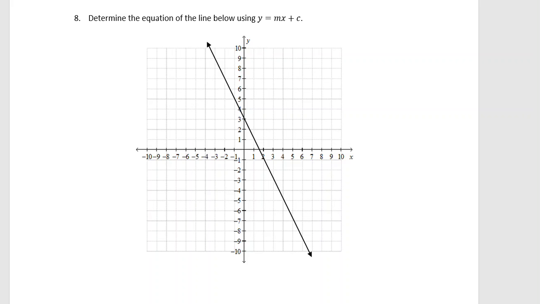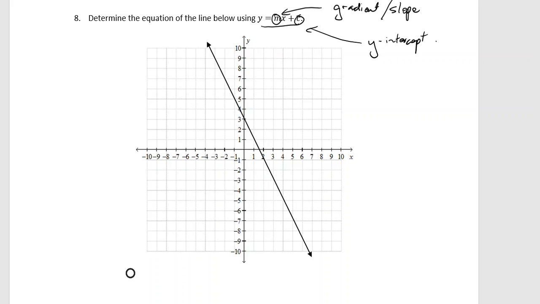Okay, so when we're doing linear equations, it's really important if we've been asked to graph it in y equals mx plus c, that we know what the m and what the c are. So m is our gradient, so that's our rise over run, or also sometimes called our slope, and the c is the y-intercept.